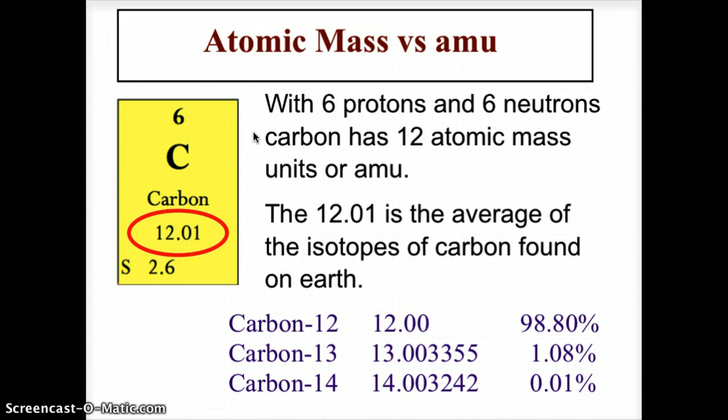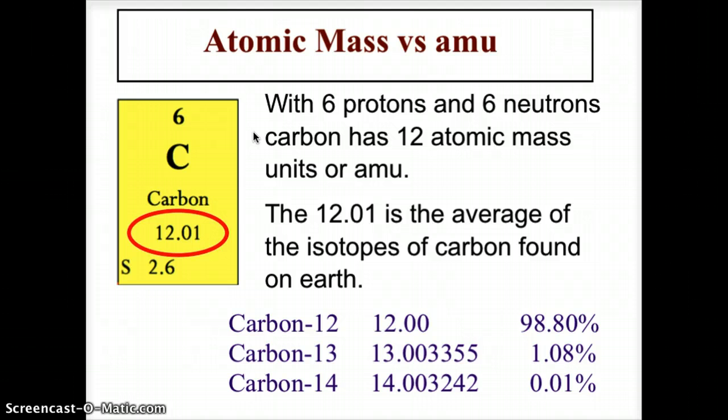If we remember back to the chapter when we talked about subatomic particles, we said that each proton and each neutron represented 1 atomic mass unit. So technically, the mass number, which we call the AMU, atomic mass unit, is 12 for carbon. So this 12.01, what is it? Well, it's actually the average of all the different types of carbon on the planet.